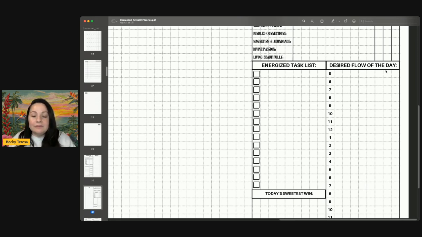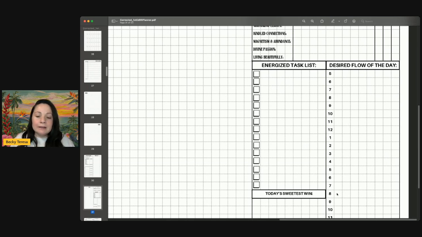And then your desired flow of the day. So this isn't your schedule. This isn't a strict thing that you have to stick to. This is your desired flow. If your day could go ideally, this would be the flow that it would be.